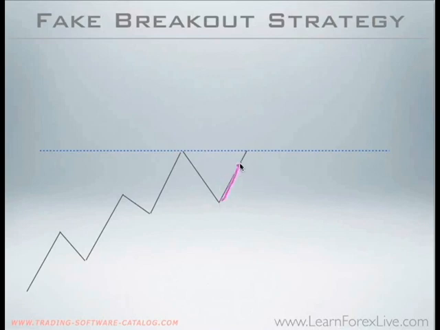Once price hits this level of resistance, the specific price pattern we're going to be searching for is what's called a pin bar or an inverted hammer. A pin bar or an inverted hammer is a candlestick formation with a short body, a long wick in one direction and a short wick in the opposite direction. This is an inverted hammer, or a bearish hammer. A bullish hammer would be the opposite: a long wick to the downside and a small wick to the upside.